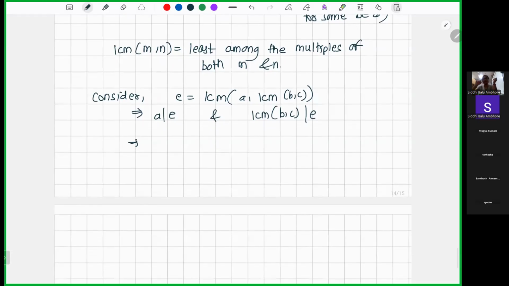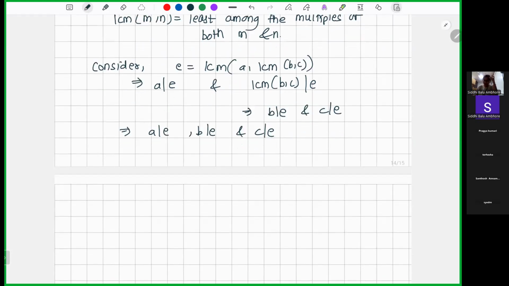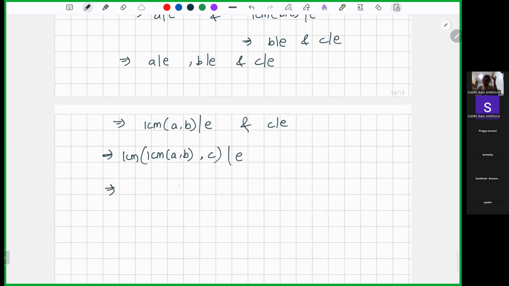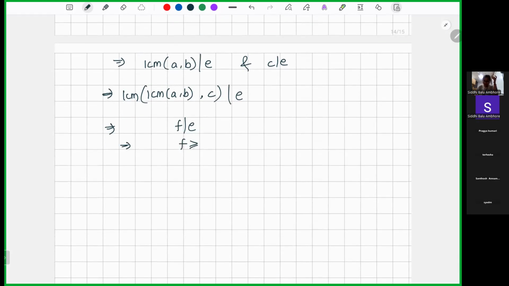Great. And now since LCM of b and c divides E, this will imply that b divides E and c divides E. So I get that a divides E, b divides E, and c divides E. So this will imply that LCM of a, b will also divide E, and c is anyway dividing E. So this will give me LCM of a, b comma c will also divide E. And this was my F. So F divides E.